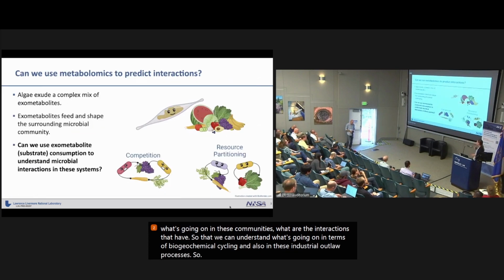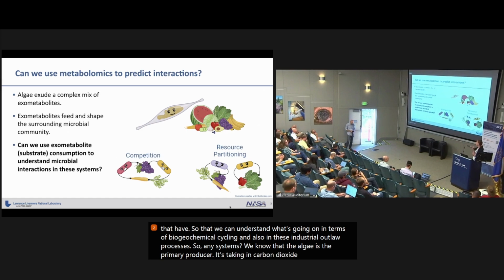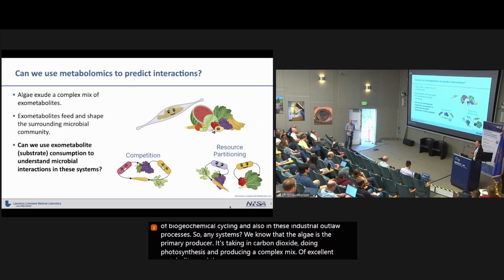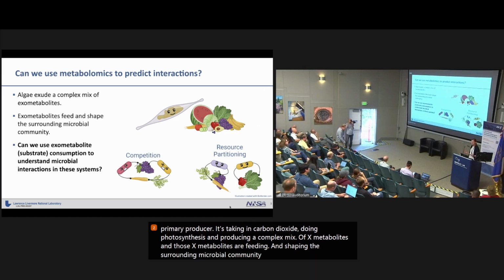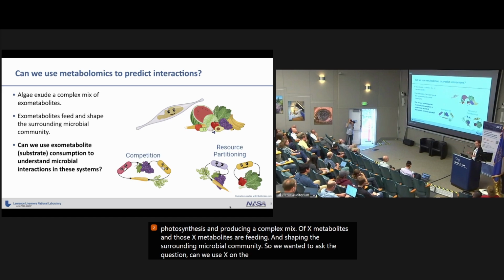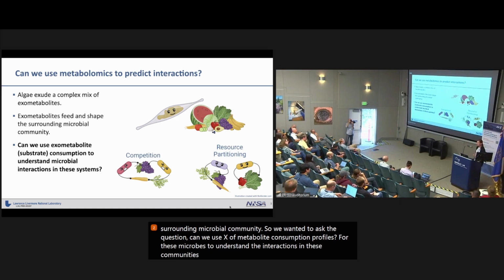In these systems, we know that the algae is the primary producer. It's taking in carbon dioxide, doing photosynthesis, and producing a complex mix of exometabolites. And those exometabolites are feeding and shaping the surrounding microbial community. So we wanted to ask the question, can we use exometabolite consumption profiles for these microbes to understand the interactions in these communities?